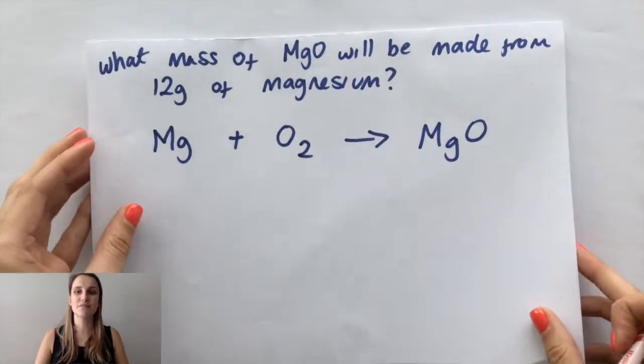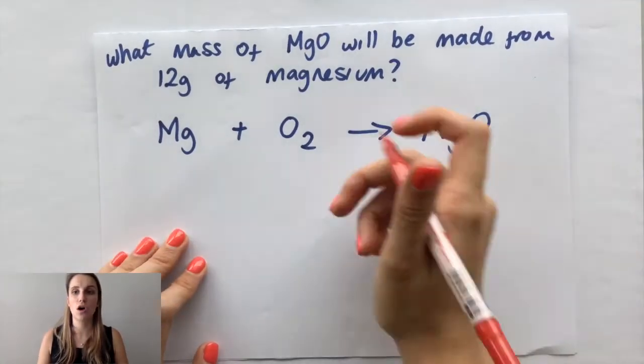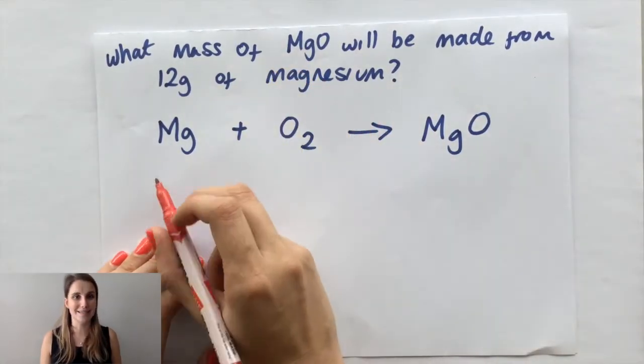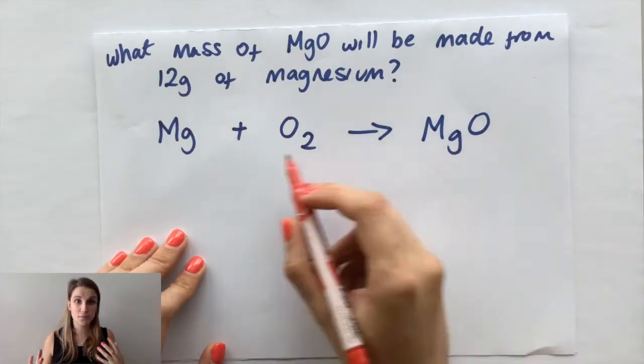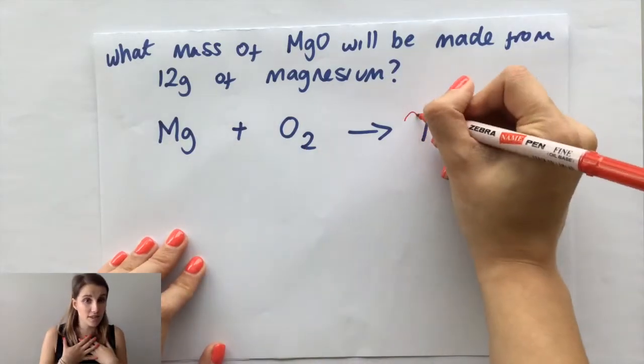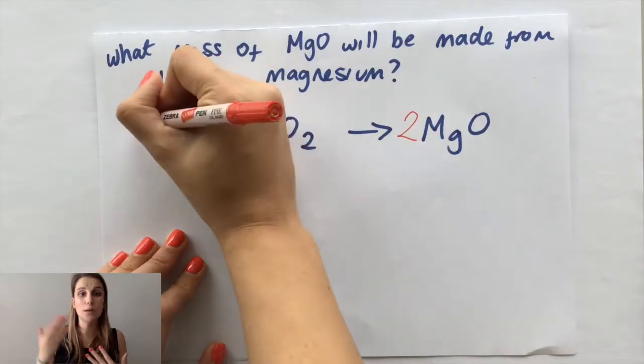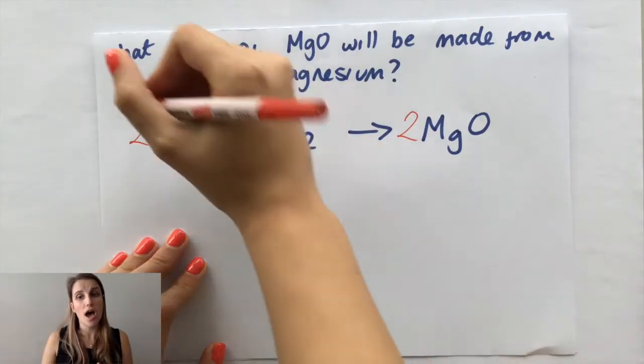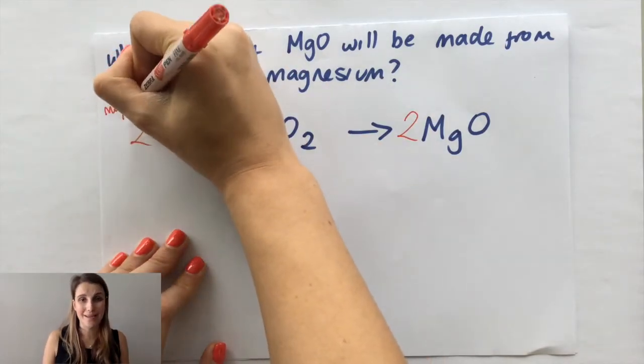Let me go through one more example with you, and then I'd like you to try the last one on your own before you look at the answers. So this is the question. What mass of magnesium oxide will be made from 12 grams of magnesium? So what we need to do first is we need to write out the equation. We haven't been given it this time. So you've got magnesium plus oxygen, so 2, gives you MgO, magnesium oxide.